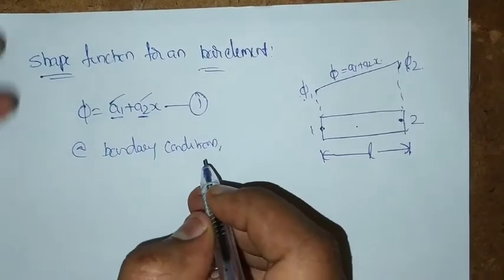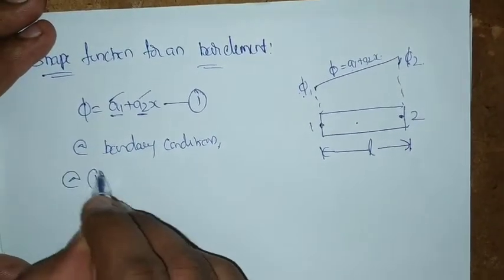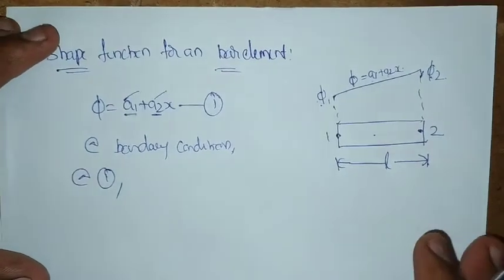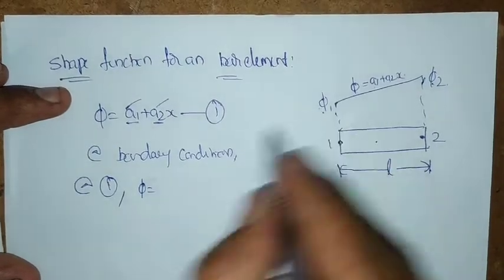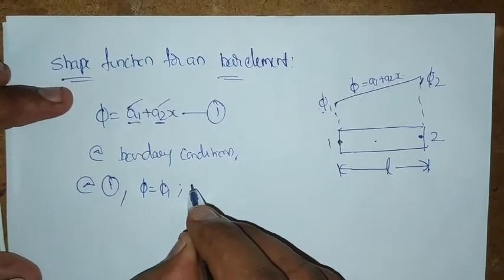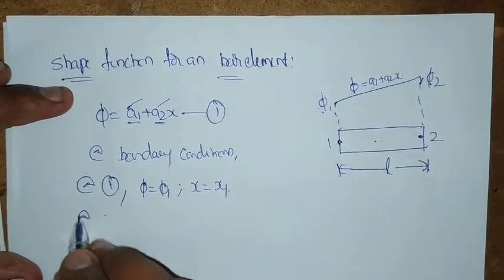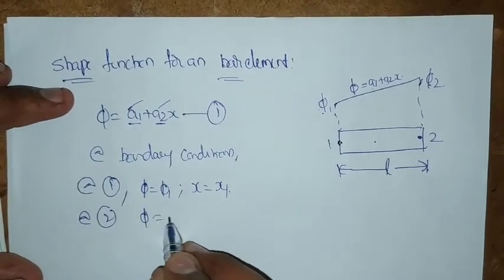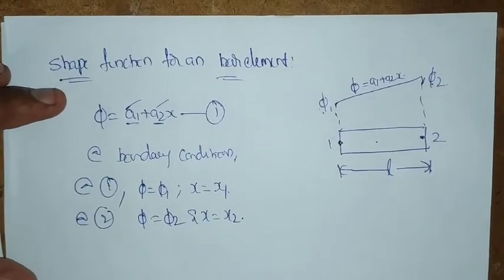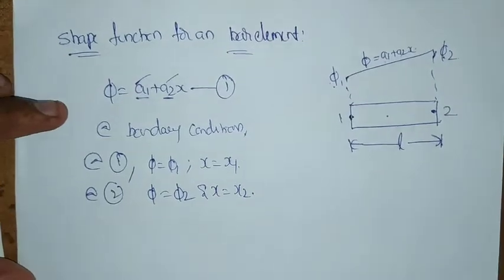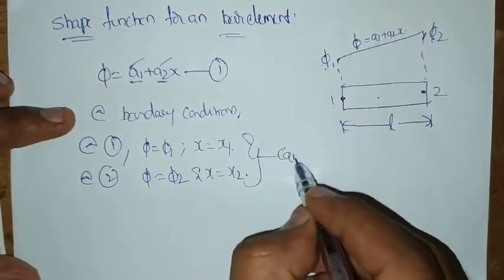First we see the boundary conditions at node 1. At node 1, the value of phi is equal to phi 1 and x is equal to x1. At node 2, phi is equal to phi 2 and x is equal to x2. These are the boundary conditions, and we substitute them in equation 1.